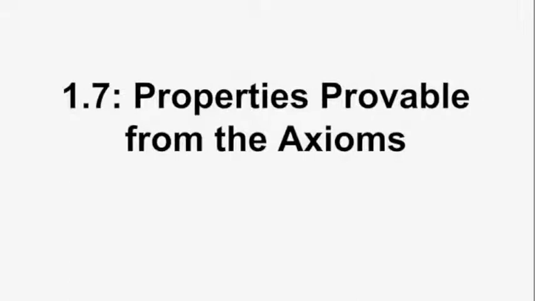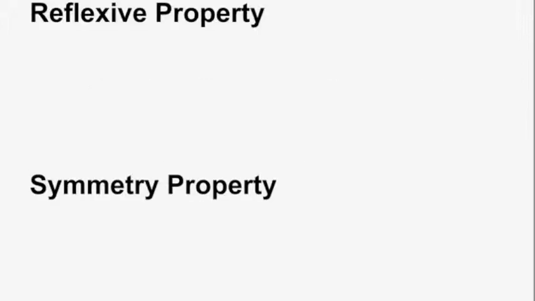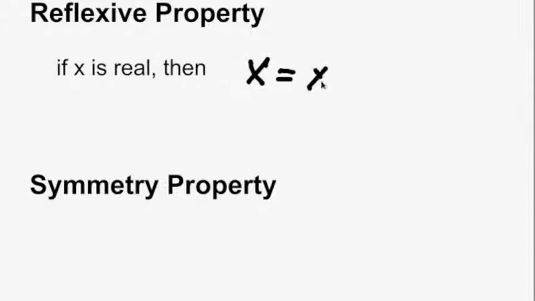Chapter 1.7 is on the properties that can be proved from the axioms. The 11 field axioms, you can derive 4 more properties. So your first 2 are the reflexive property and the symmetry property. The reflexive property says that if x is real, then x will equal x, which should seem pretty self-explanatory.